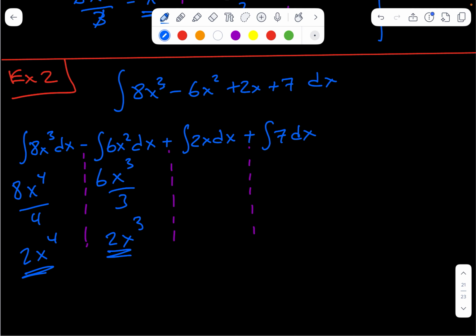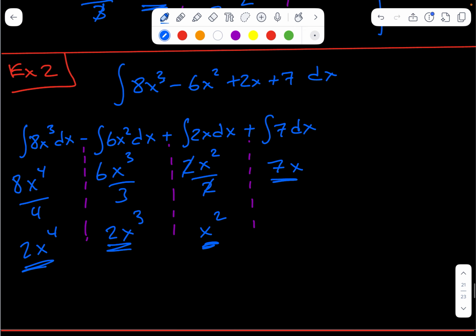Then we have integral of 2x dx. Take the 2 out in front. Then we have x squared over 2. The 2's cancel out. This just becomes x squared. That's our third term. And then integral of 7 dx. Take the 7 out in front. And then we're left with integral of 1, so we just add an x to that. So that's our fourth term.